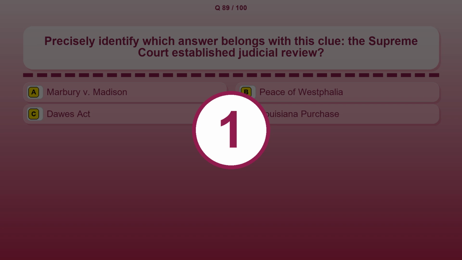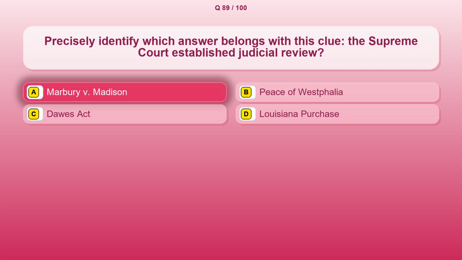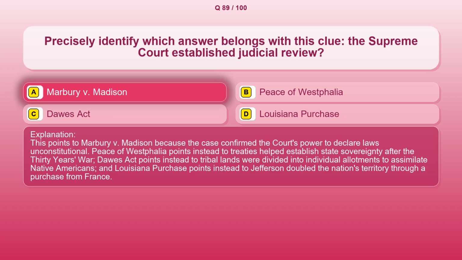The correct answer is option A, Marbury v. Madison. This points to Marbury v. Madison because the case confirmed the court's power to declare laws unconstitutional. Peace of Westphalia points instead to treaties helped establish state sovereignty after the 30 Years' War. Dawes Act points instead to tribal lands were divided into individual allotments to assimilate Native Americans, and Louisiana Purchase points instead to Jefferson doubled the nation's territory through a purchase from France.